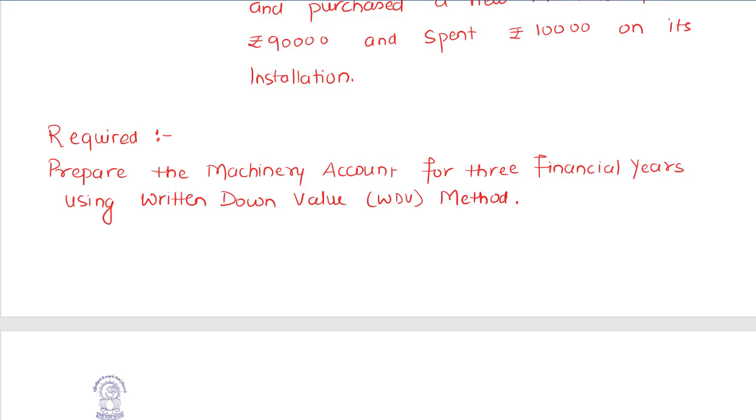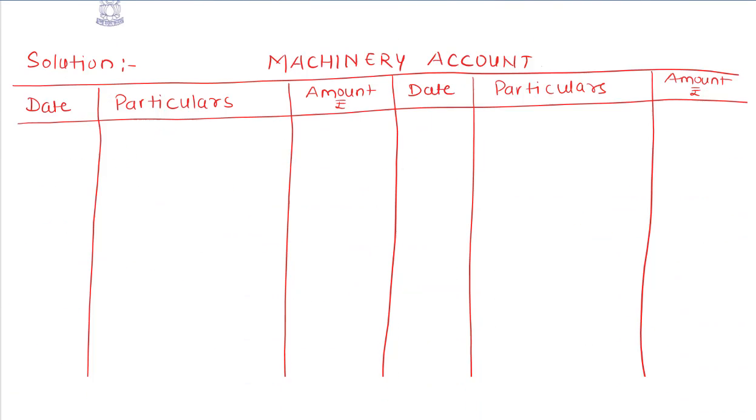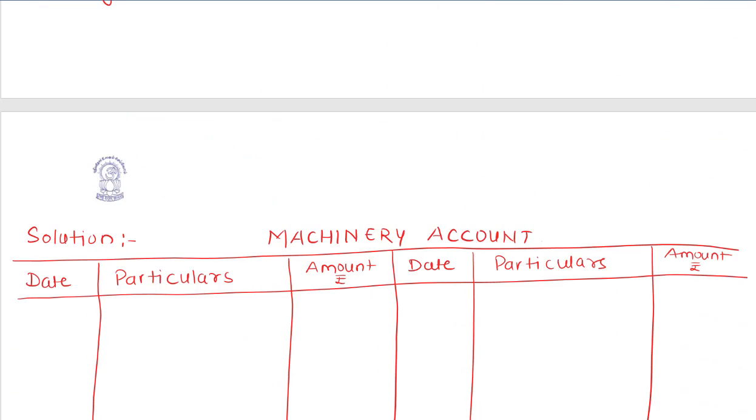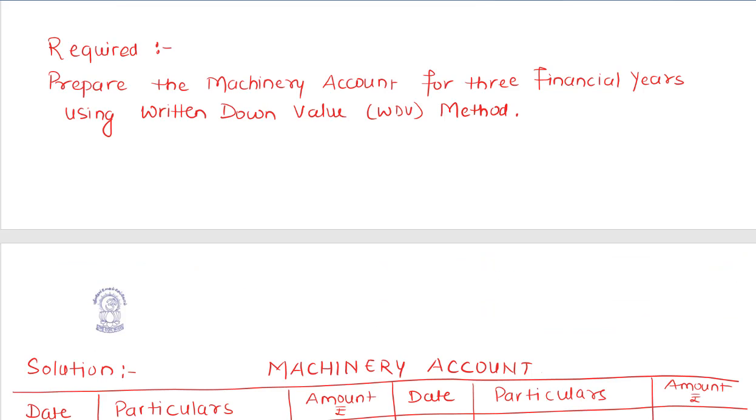In this question, the rate of depreciation is not given. If you could just see properly, the rate of depreciation is not given in the question. So before starting the question, we should calculate the rate of depreciation. So just write over here, working note number 1, calculation of rate of depreciation.